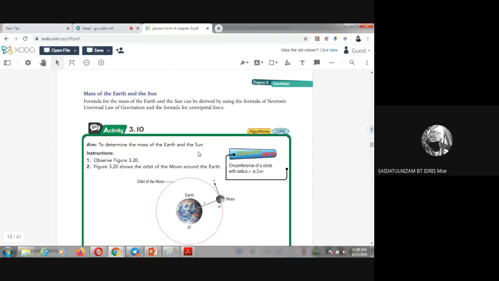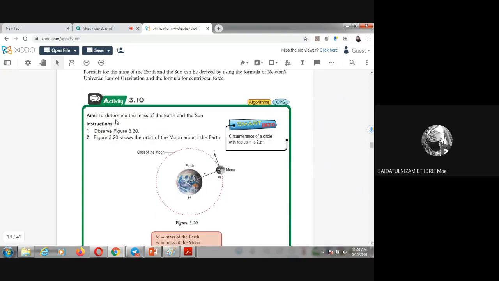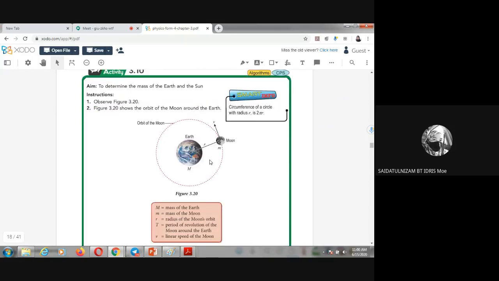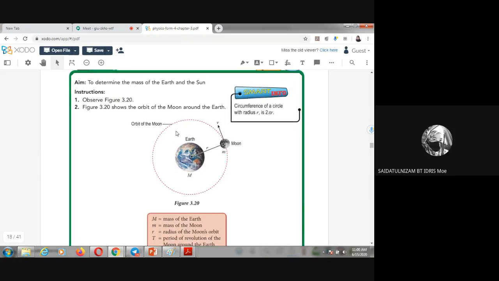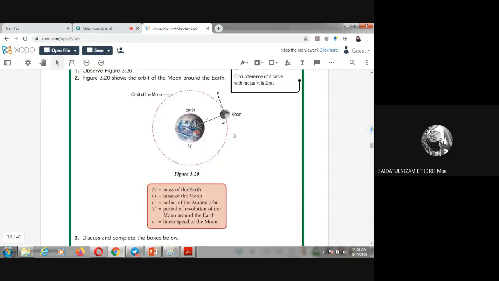So, how to get the formula of mass of Earth and the Sun? So, activity 3.10. So, aim of this one to determine the mass of Earth and Sun. Okay, so you observe rajah inilah. Figure 3.2 shows the orbit of the Moon around the Earth. Small m is the mass of Moon and capital M is the mass of Earth. R is the distance between the center of Earth to the center of Moon. And V is the linear speed of the Moon.